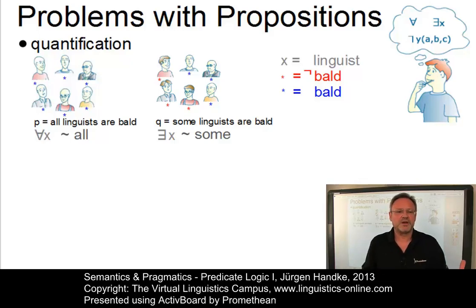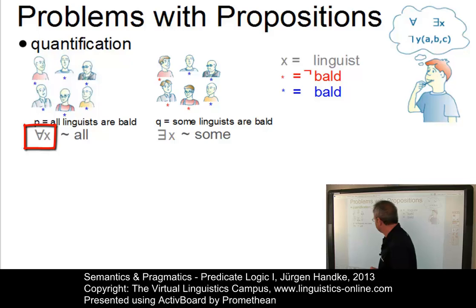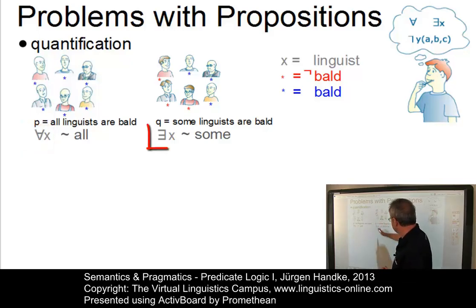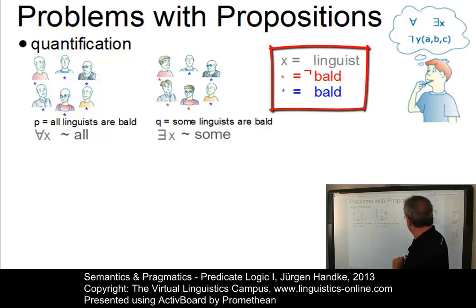Since there is no way of expressing quantification, all or some, in propositional logic, it is not possible to point out the differences between these two propositions and to simultaneously capture what they have in common. Note that I've already used some symbols used in predicate logic, for example, the universal quantifier, the upside down A, the existential quantifier, and here some variables that are part of my examples.